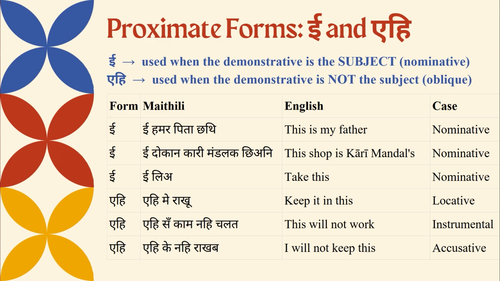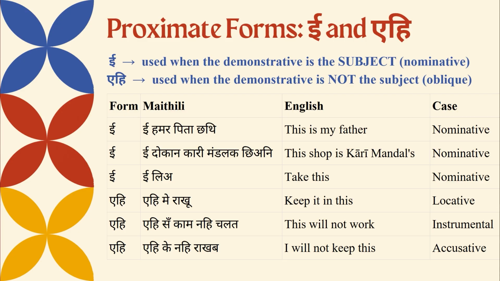These are all the dialogues from the conversation. Okay, but there are a few other examples as well which we can use. So ehi is also used for demonstration. We can use ehi as in ehi mein rakhu, keep it in this. So again, we can see that the thing being referred to is not actually the subject of the sentence. So ehi mein rakhu means we are pointing towards some location. So ehi is pointing towards some location.